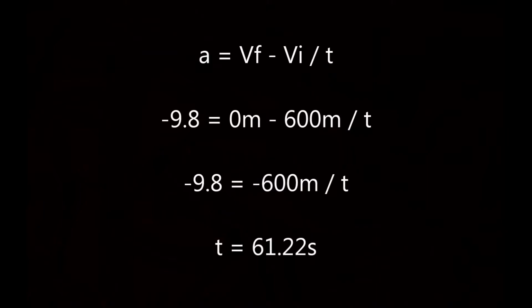Next, we want to find our total time spent decelerating until we hit 0 meters per second. To find this, we take our acceleration, which is the force of gravity, we take our velocity final, which is 0 meters per second, and our velocity initial, which is 600 meters per second, and divide that by time. This gives us a total time of 61.22 seconds.